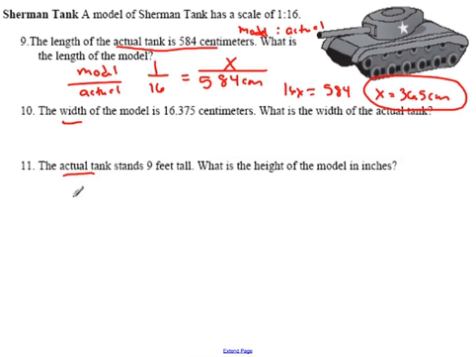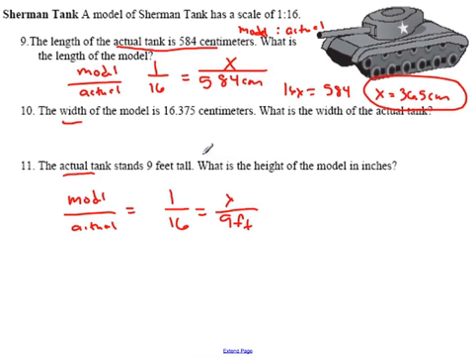We'll do this last one here. Again, we're doing model over actual. It tells us this has to be a ratio of 1 to 16. It tells us the actual tank is 9 feet tall, so we'll put 9 feet on the bottom.